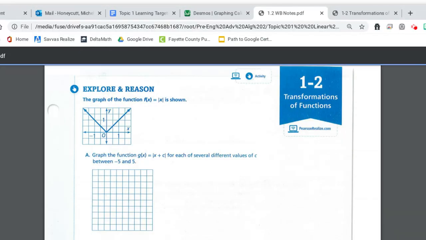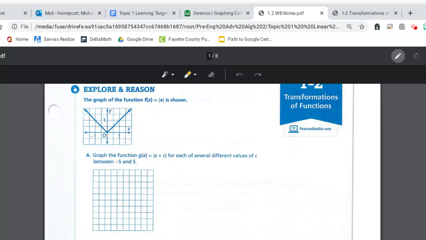So we are on page 9 in your workbook. We're going to be talking about 1, 2, transformations of functions, and we are going to be looking at graphs and how you can change those graphs. So first of all, on page 9, we've got the graph of f of x, and this is the graph that says f of x equals the absolute value of x.